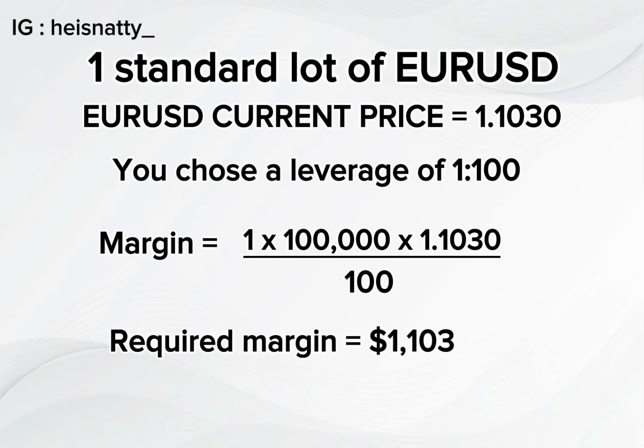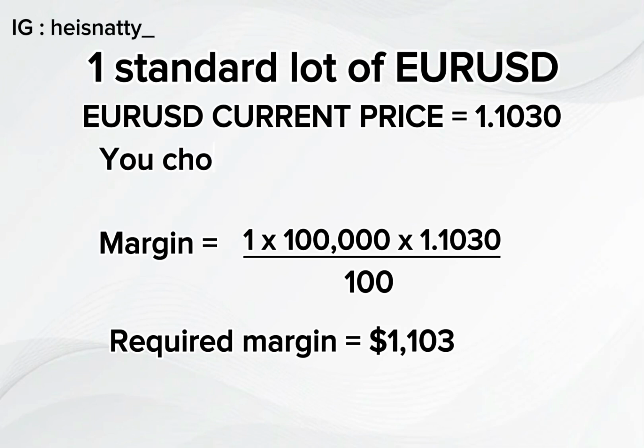If you do this math, it's going to give you $1,103 US. So you need $1,103 US to enter this trade, to buy Euro USD with one lot size. In case there are insufficient funds as you're trying to buy, all you have to do is increase your leverage.